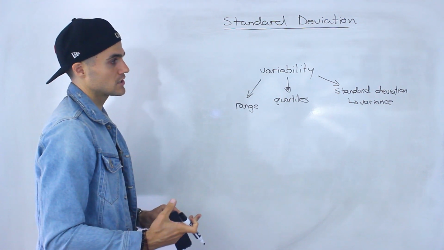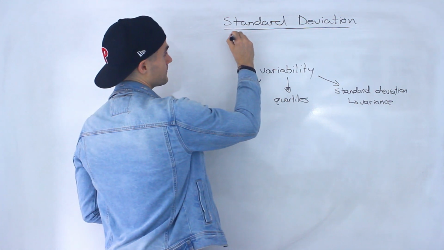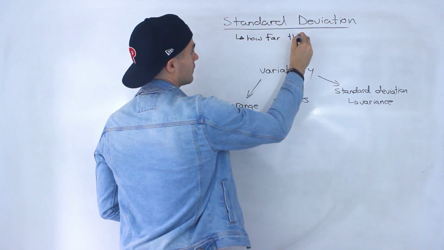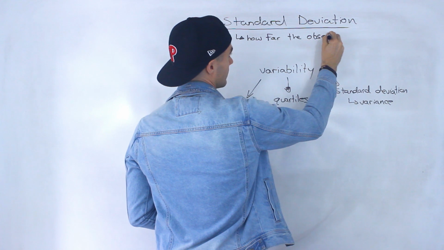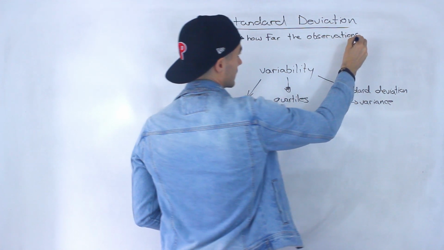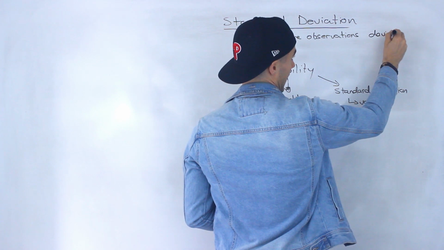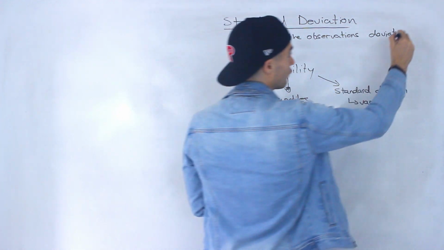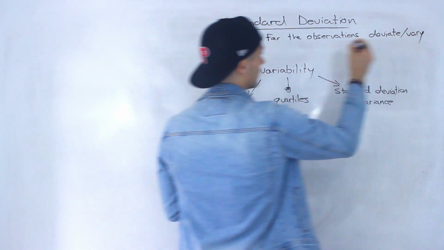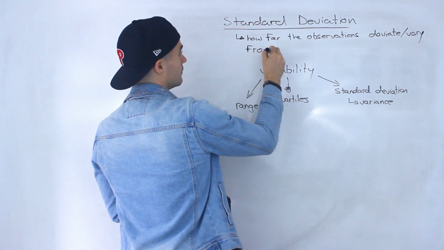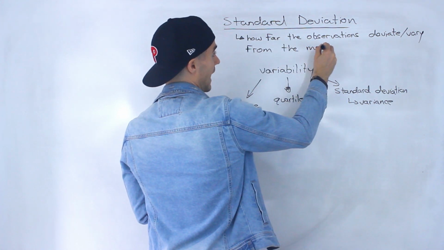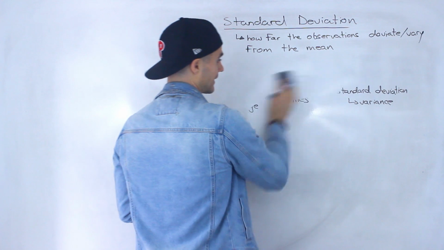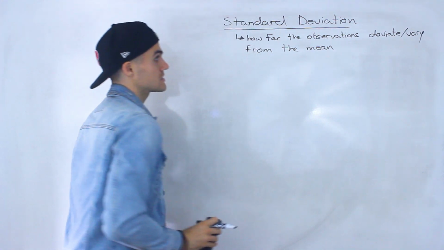So standard deviation, the way I like to think about it in words, is basically how far the observations in a data set deviate, hence standard deviation. So how far the observations in a data set deviate or how far they vary from the mean or the average of the data. And there's going to be a technical formula that I'm going to show you how to calculate, both the standard deviation and the variance.